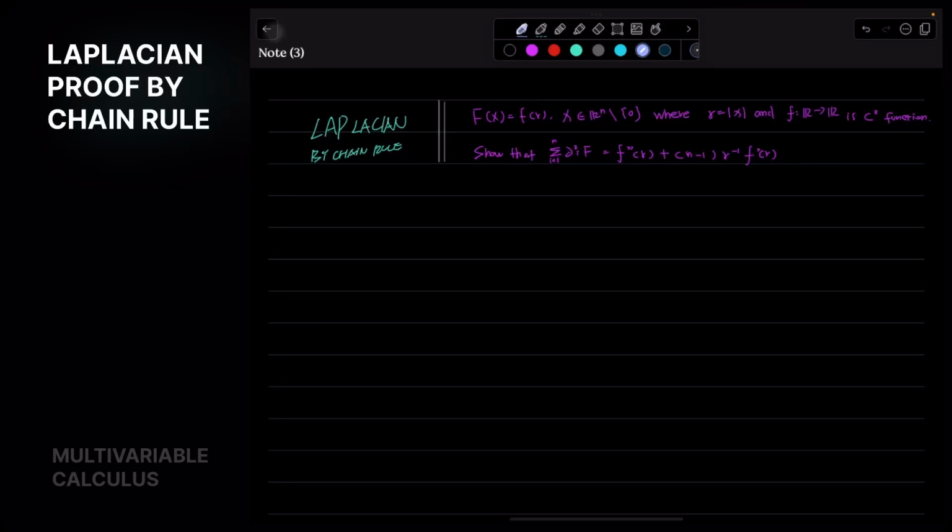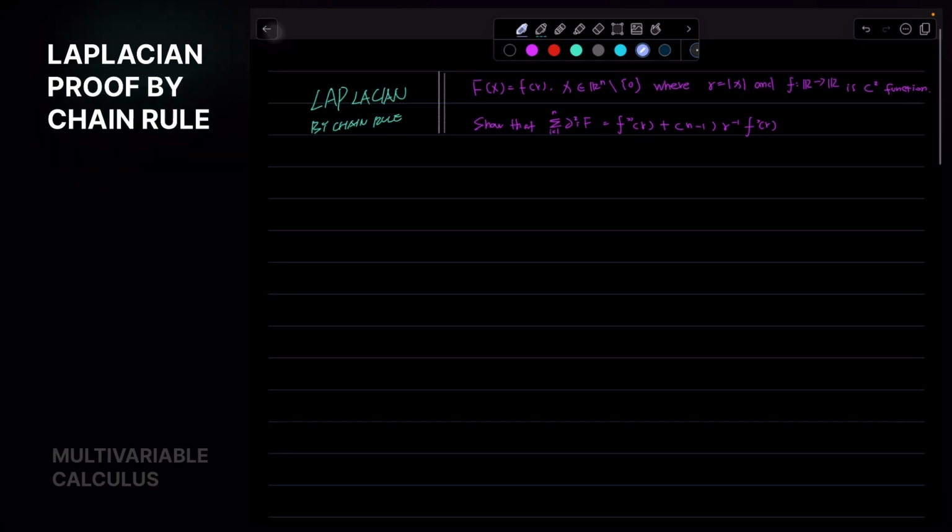Here is a video demonstrating how to prove the Laplacian formula by the chain rule in differential equations. Let's first start with investigating what is the partial derivative with respect to xi of f, because we can see that this is the second derivative of f with respect to xi, and we sum them together. It is the Laplacian formula, and this is what we want to prove.